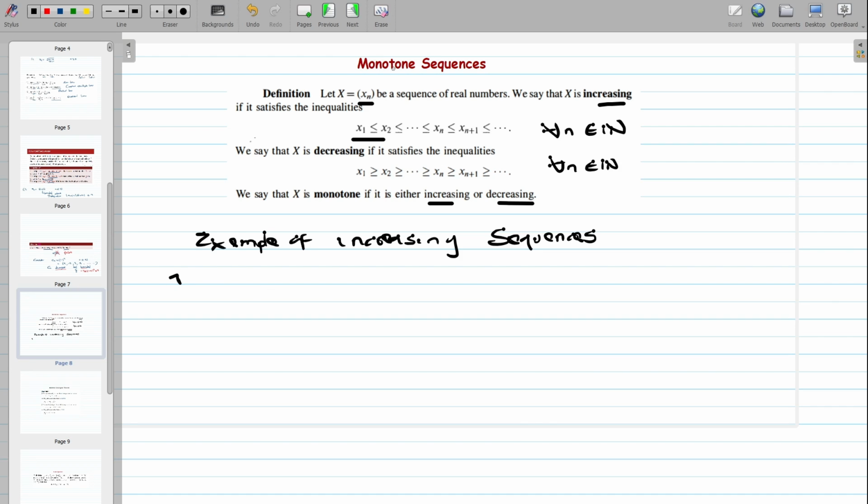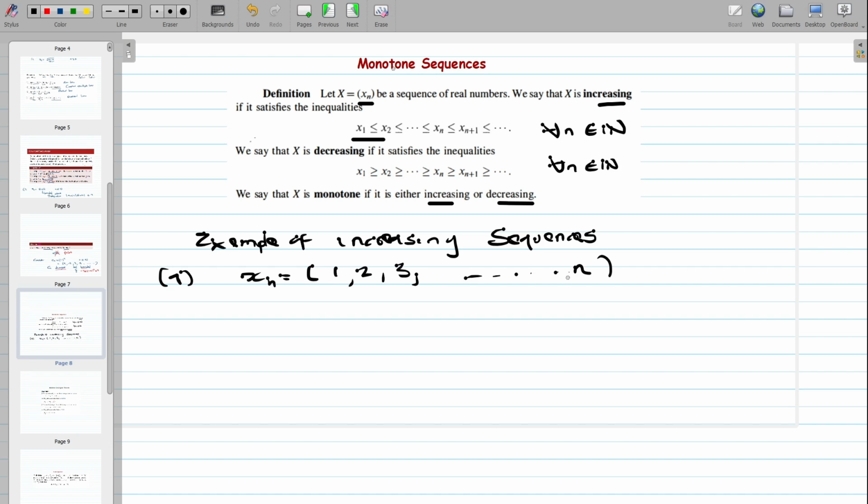The first example that we are going to look at is a very simple example. Let's look at x sub n, which is given by the terms 1, 2, 3, and then we continue like so. If these numbers keep on increasing, 4, 5, 6, 7, 8, 9, if we keep on going, then this sequence is going to be an increasing sequence, right?